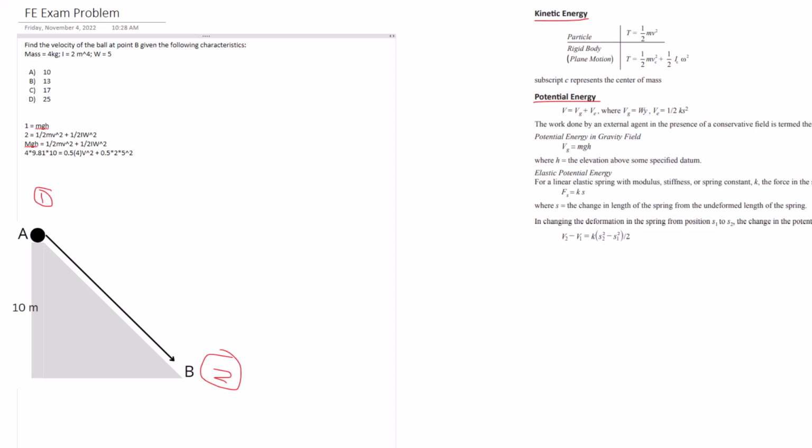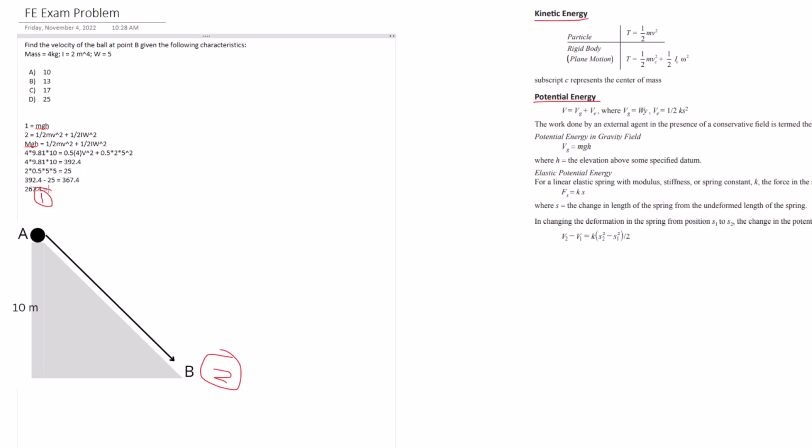So let's finally solve this problem here. So let's go 4 times 9.81 times 10. That equals 392.4. Then we have 2 times 0.5 times 5 squared, or 25 times, or 5 times 5. That equals 25 there. So we're going to have 392.4 minus 25, 367.4 equals this whole problem.